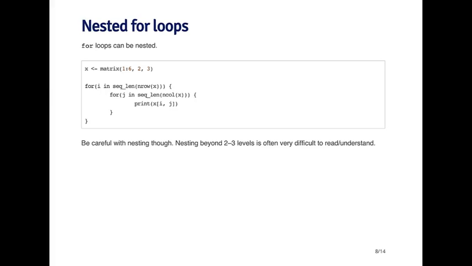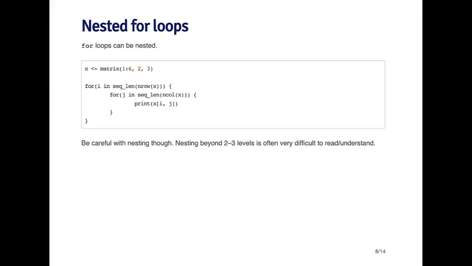So this particular matrix has 2 rows, and so it's going to create the sequence 1 to 2. Similarly, the nested loop with the j index is using the number of columns to create a sequence. So this matrix has 3 columns, and so the seq_len function is going to create an integer sequence 1 through 3. So this doubly nested for loop is basically printing out all the elements of the matrix.